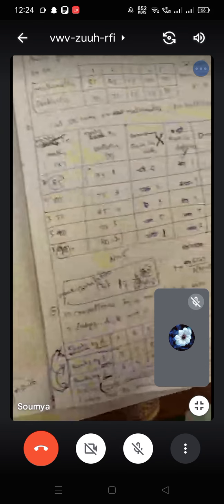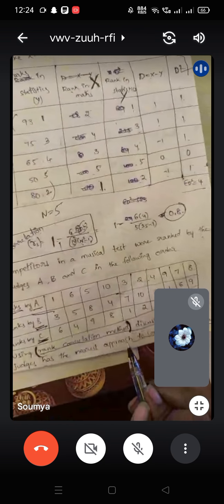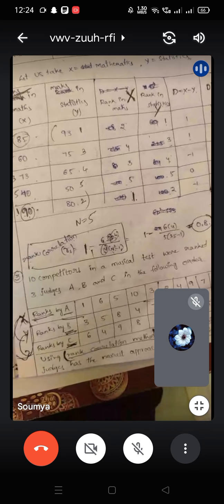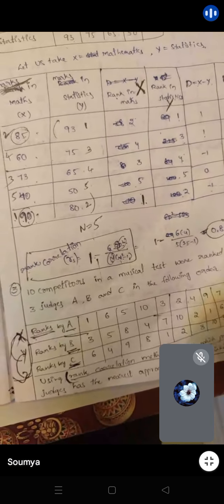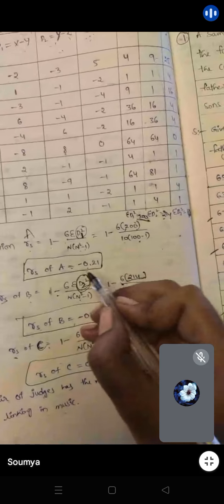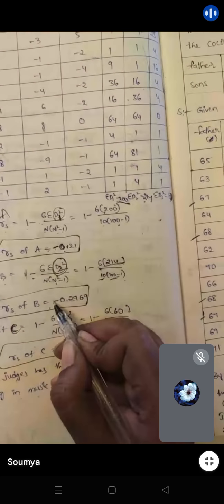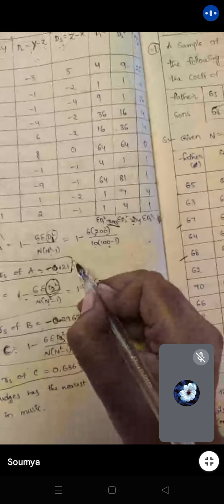Here they mention which judges have the nearest approach. Which two judges give the two nearest approaches? Here we got minus 0.21, and here we got minus 0.something. These may be the nearest approach. This one is positive, so we don't consider it. Here minus 0.21 is very close to the other, right? So the A and B pair of judges has the nearest approach. Here, A and B.